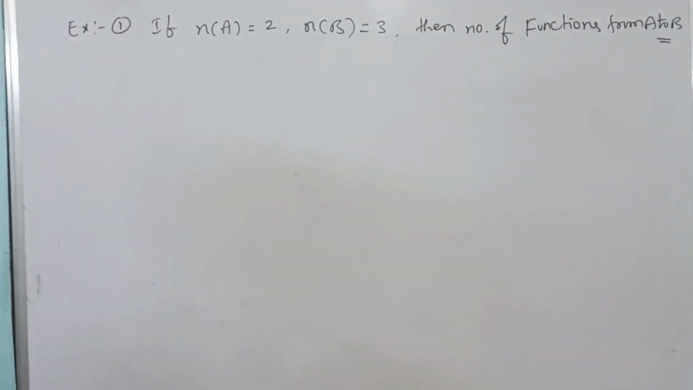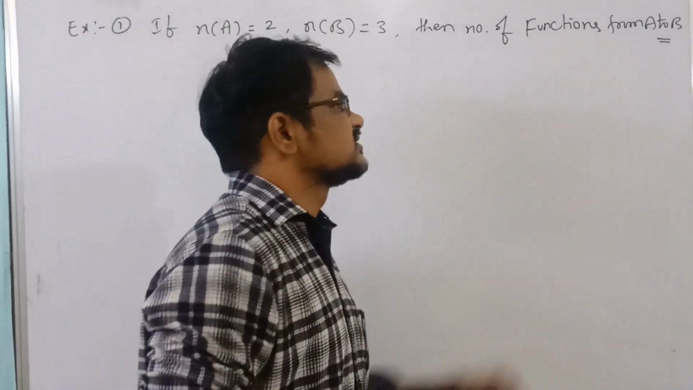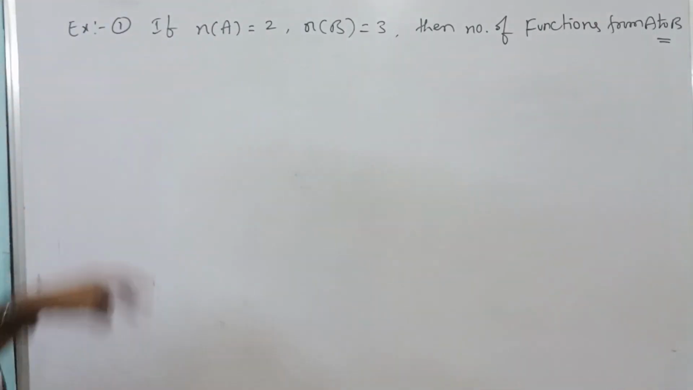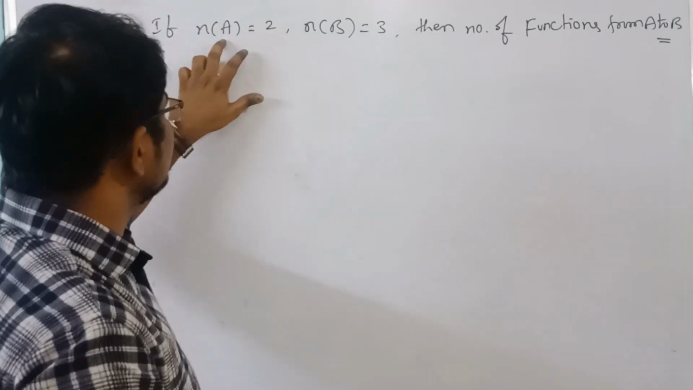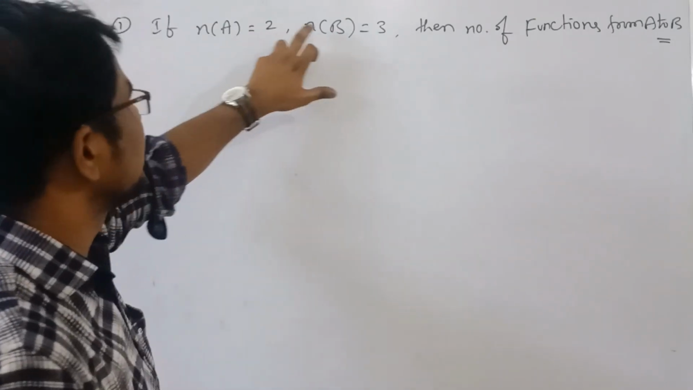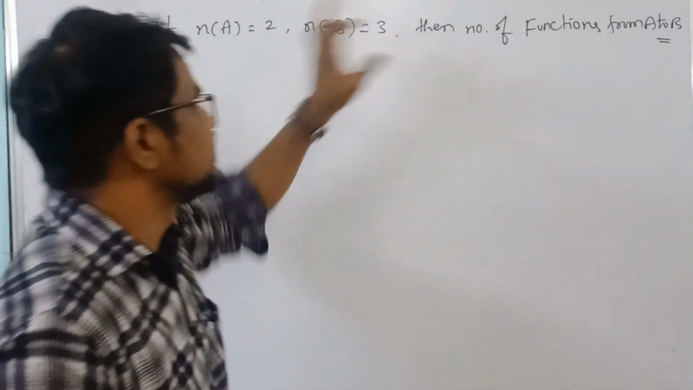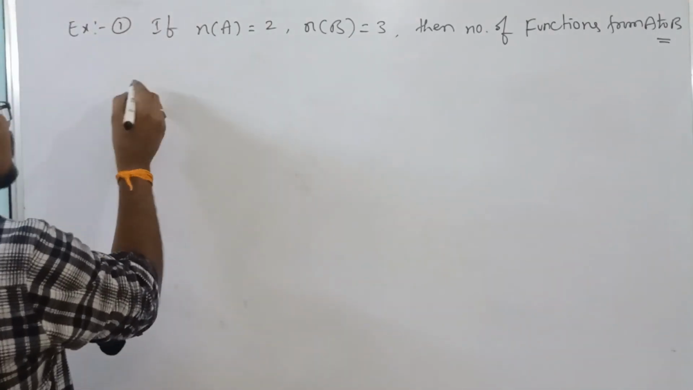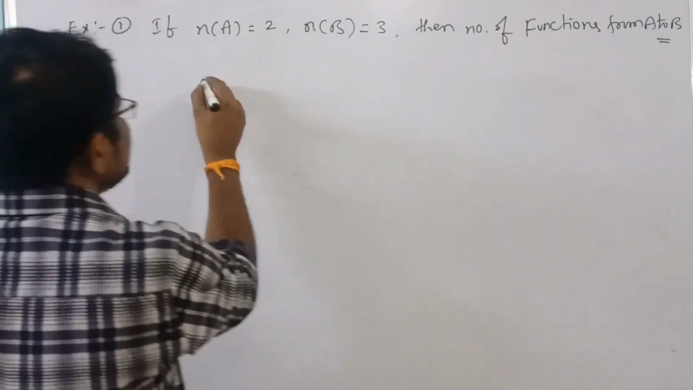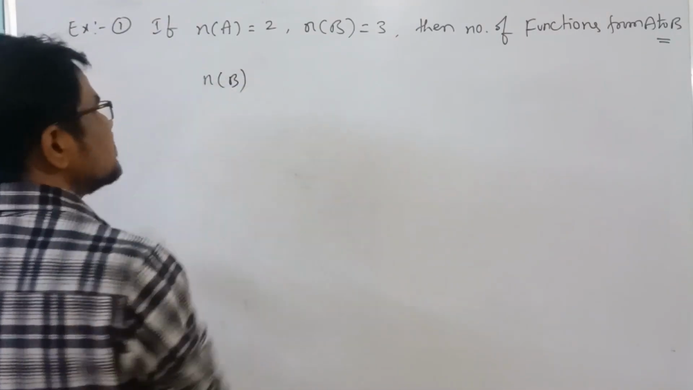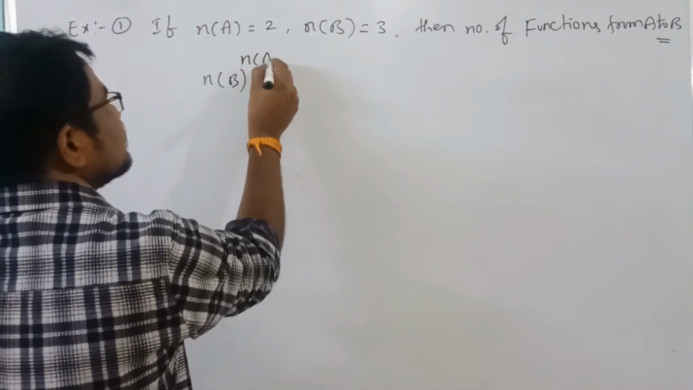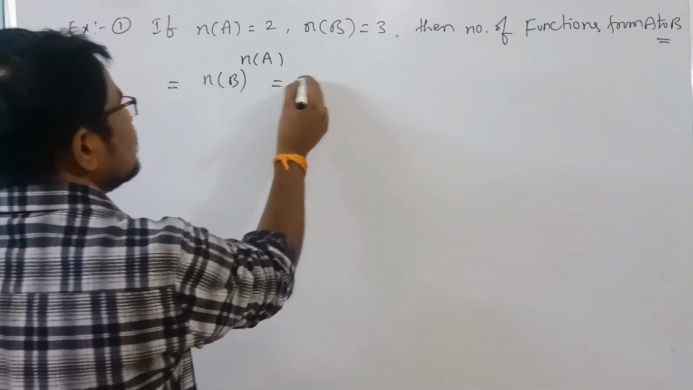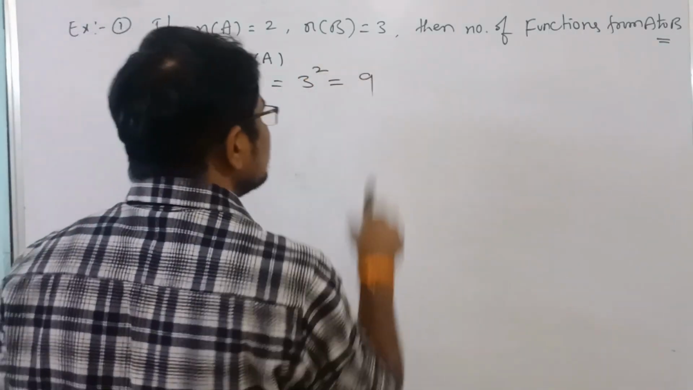One problem on finding the number of functions from A to B. Here what they have given: the number of elements in set A, n(A), is 2 and the number of elements in set B is 3. So according to the formula, the number of functions from A to B is n(B) to the power n(A), that equals 3 power 2, that is equal to 9.